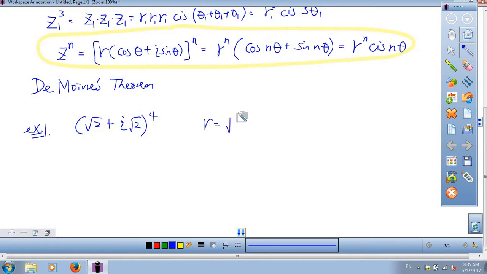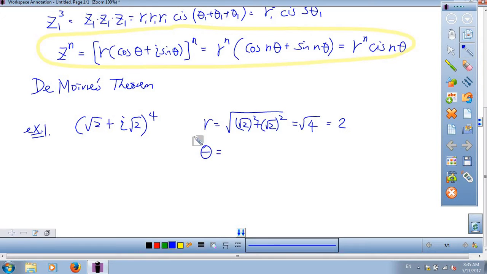So let's find out what r is. r is the square root of (square root 2 squared plus square root 2 squared). So it will be the square root of (2 plus 2), which is the square root of 4, and that will be 2. So the radius is 2. The modulus, or the absolute value, is 2.